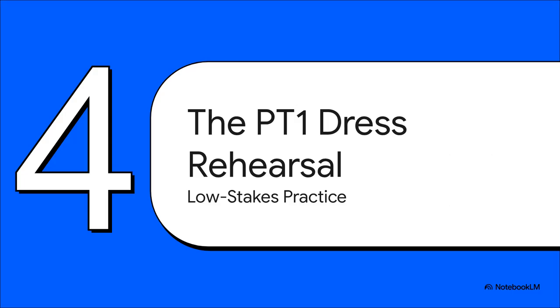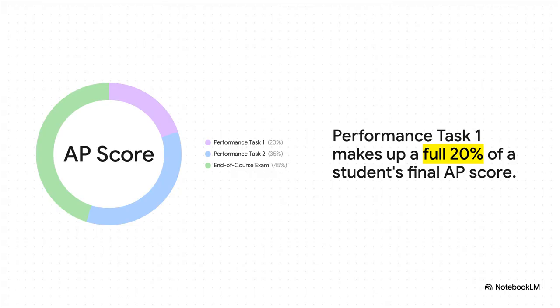And all of this work leads to the big culminating activity for Cycle 2, which is, I would argue, the most valuable thing you can do for your students all semester. A full, low-stakes dress rehearsal for Performance Task 1. And hey, if you need a little reminder of why this practice is so incredibly vital, just look at the numbers. Performance Task 1 makes up a full 20% of a student's final AP score. We just can't send them into that cold.